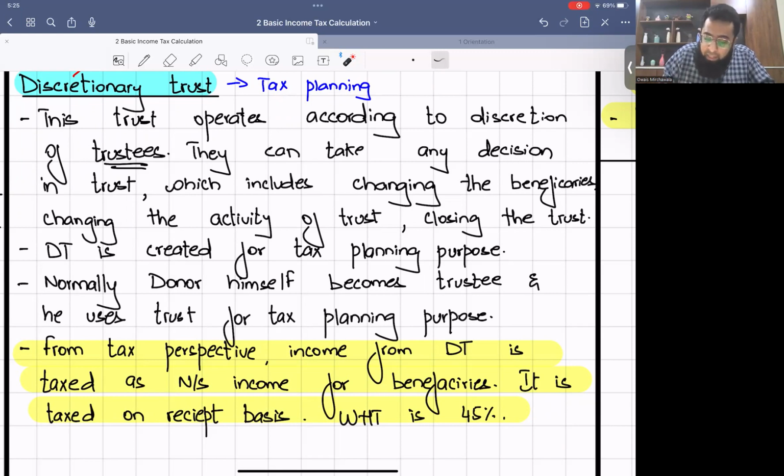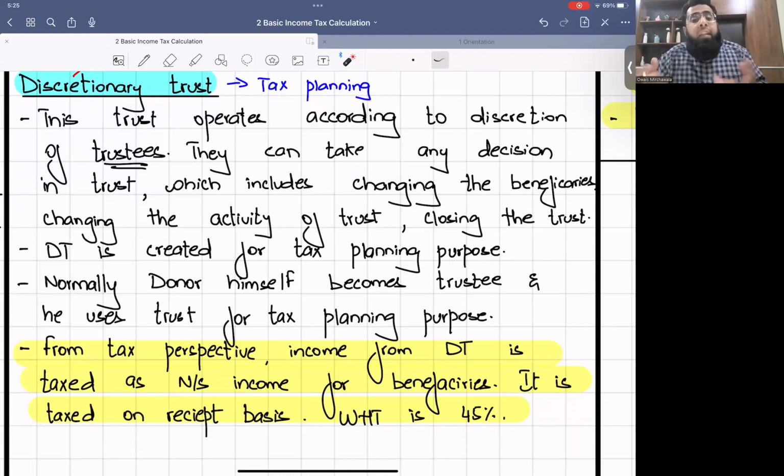Okay. From a tax perspective, income from a discretionary trust is taxed as non-saving income. It is taxed on a receipt basis. This means that the fiscal year, the tax year, in which it is received is the year in which it will be taxed. Withholding tax, the advanced tax, is 45%. Okay, so what is a discretionary trust?